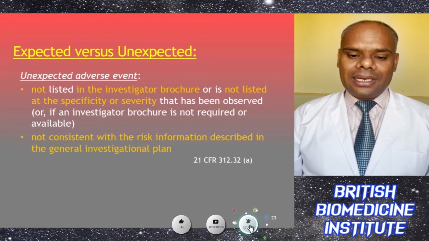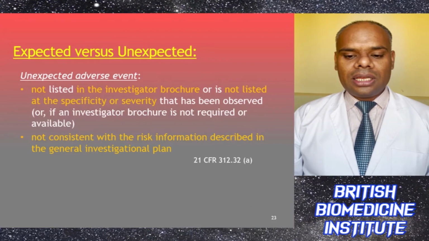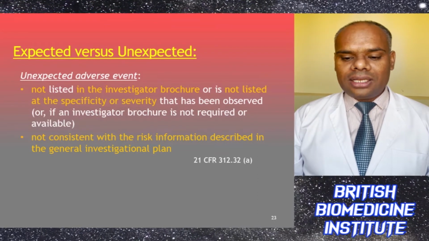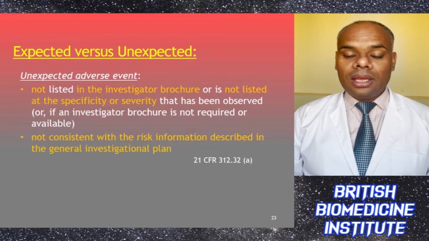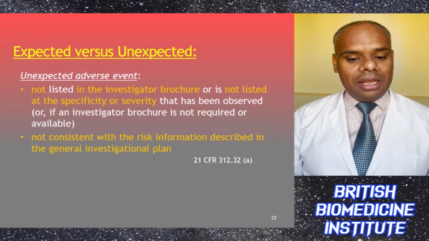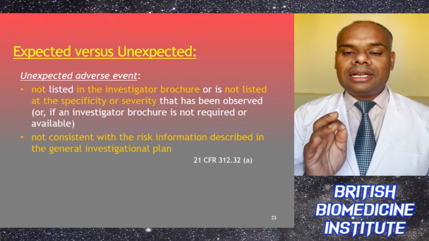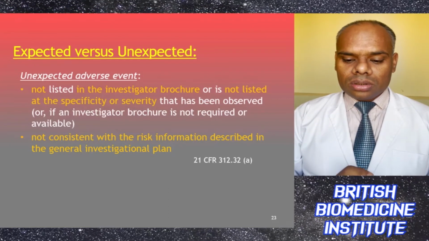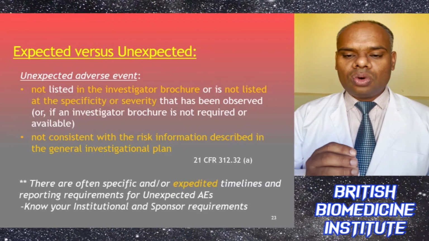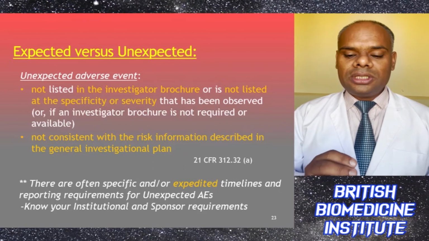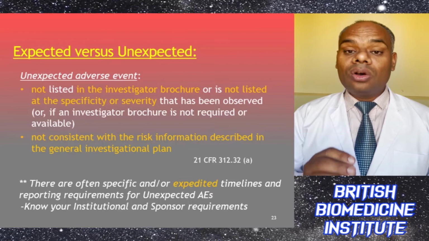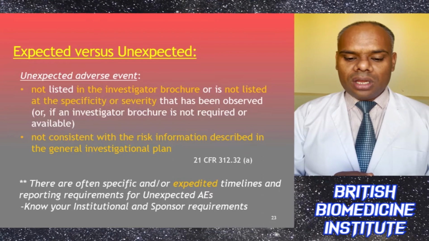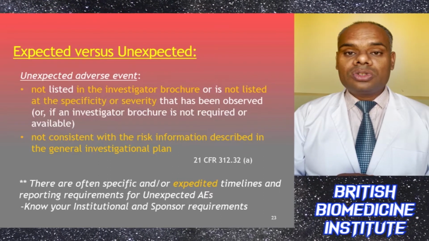Unexpected adverse events are those not listed in the investigator brochure, or not listed at the specificity or severity that has been observed, or, if an investigator brochure is not required or available, not consistent with the risk information described in the general investigational plan. In accordance with 21 CFR 312.32, there are often specific expedited timelines and reporting requirements for unexpected adverse events, and they are known by institutional and sponsor requirements.